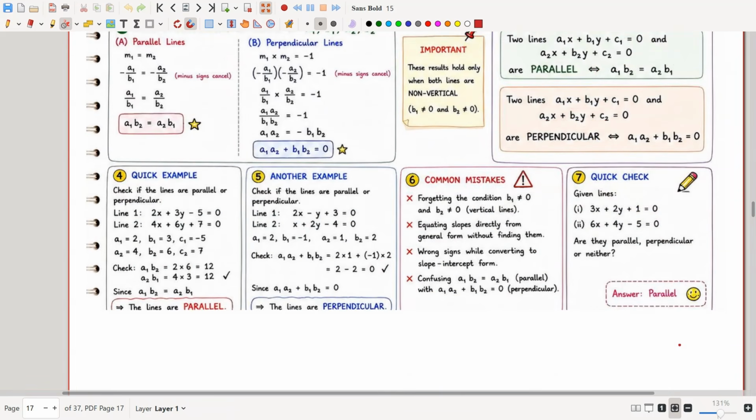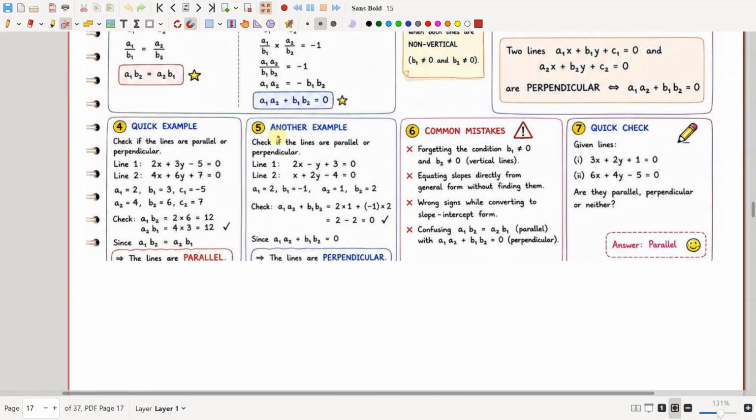Now let's see some quick examples. See here, 2x plus 3y minus 5 is equal to 0, and 4x plus 6y plus 7 is equal to 0. A1, B1, C1.